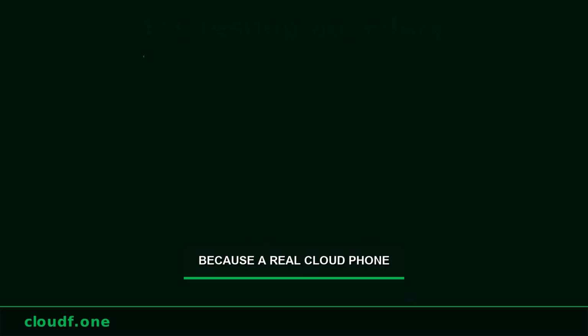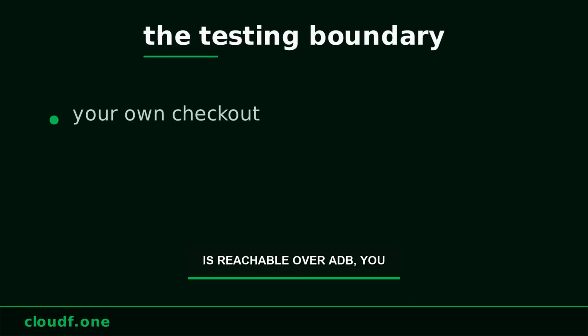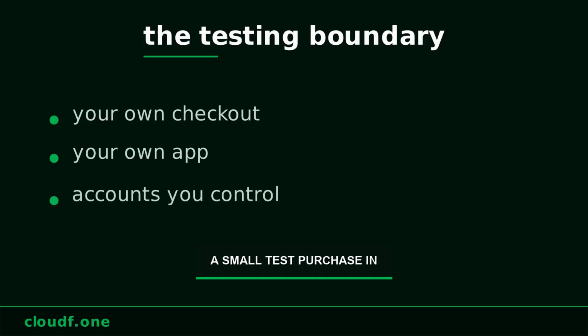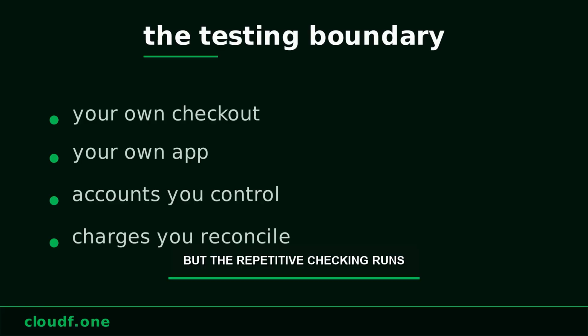Because a real cloud phone is reachable over ADB, you can script the walkthrough, drive the app to the payment screen, capture each stage of the flow, and log what happened across the whole fleet on a schedule. You can have 10 phones on different carriers, each attempt a small test purchase in the morning, and drop a folder of screenshots for review. The confirmation step and any real charge still need care, but the repetitive checking runs like any other automated job.